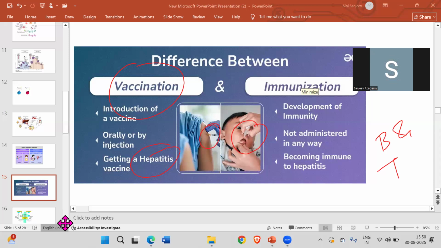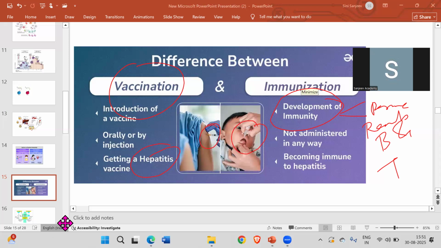But when you come to immunization, it is the basic development of your immunity. There is no direct injection given containing an inactive microbe. In immunization also you have almost two types. One is passive, and another is recombinant DNA technology, rDNA technology. Passive immunization is, for tetanus or snake bites, the ready-made antibodies you give.